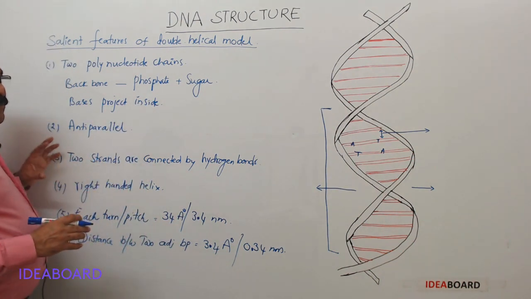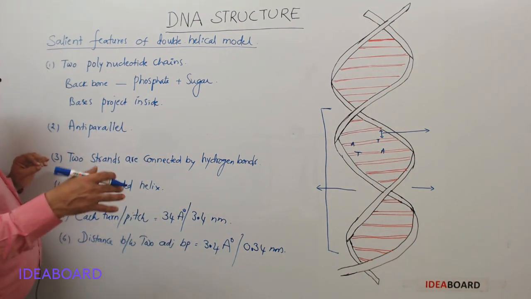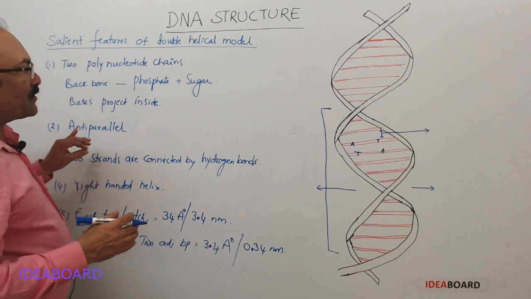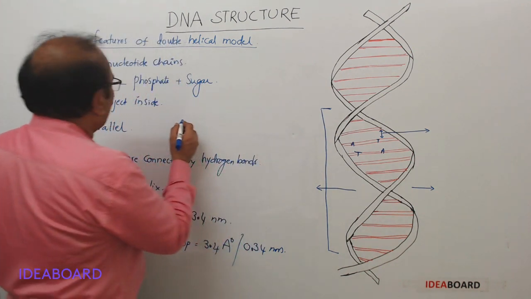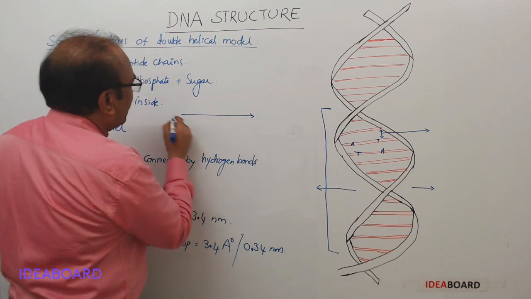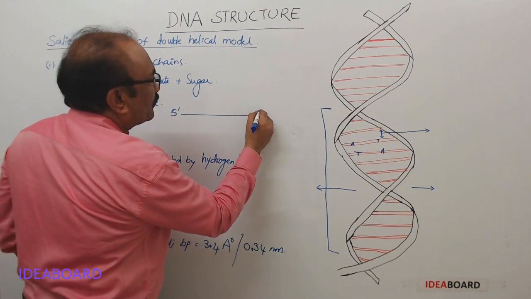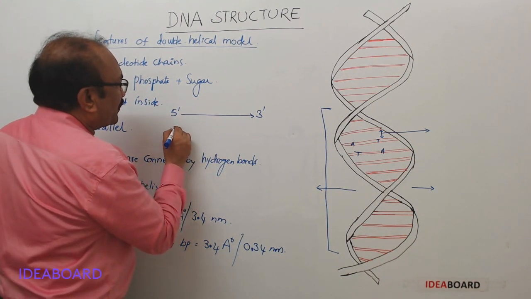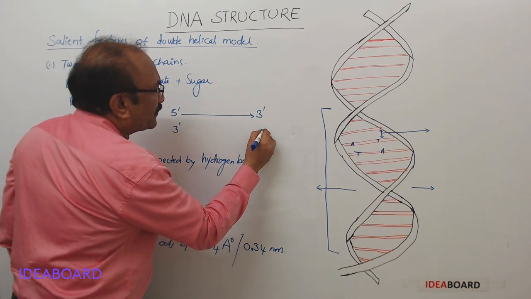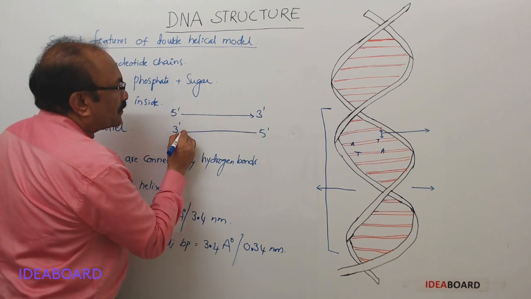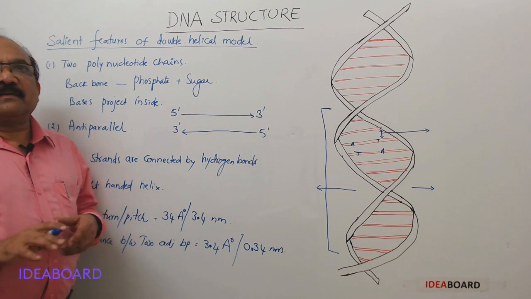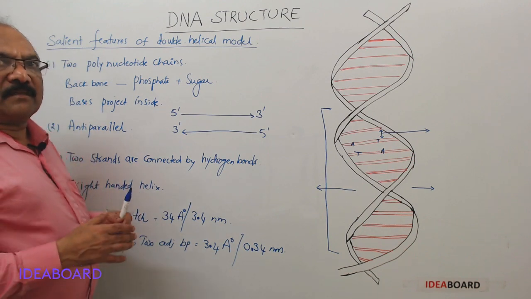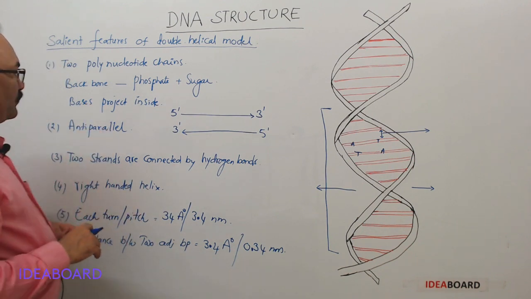And one more point we have to see here, and I will explain it with the structure later. While one strand is showing 5' to 3' polarity, the other strand will have 3' to 5' polarity. But of course, you see, it means they are not running parallel, they are running in opposite directions. That's why they are anti-parallel.